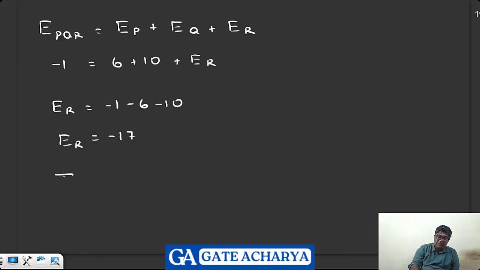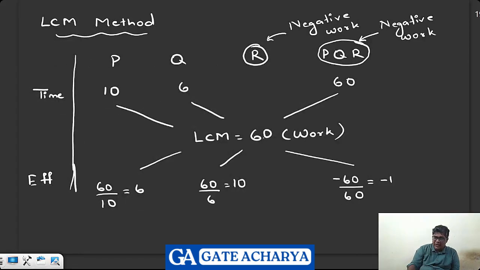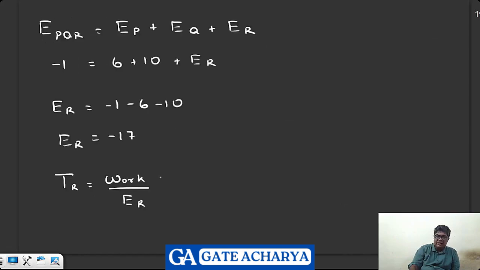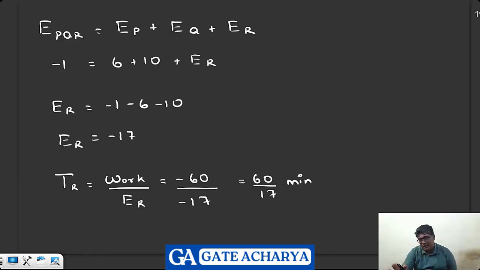Now let's find the time of R. Time of R is going to be work divided by efficiency. Again, I told you R is a negative work. So the value that I've taken as LCM value, all you have to do is take the negative value of that, because it is emptying the tank. So minus 60 divided by minus 17, you'll get 60 by 17 minutes. This much is the time taken by R pipe to empty the tank alone. If R pipe alone is working, then the full tank will be empty within 60 by 17 minutes. So we have found the individual time for everyone.